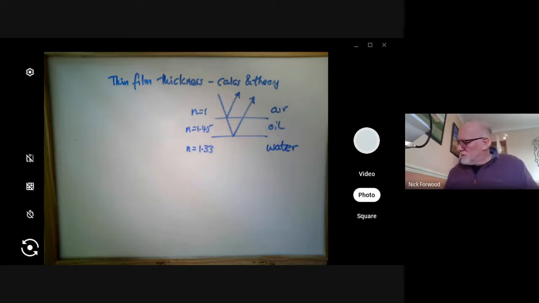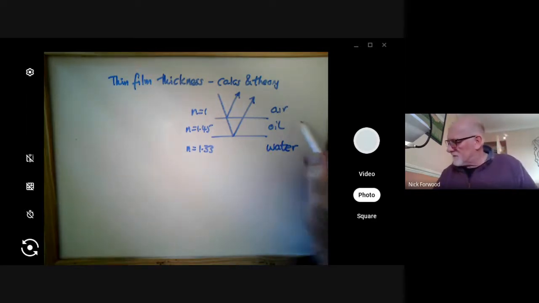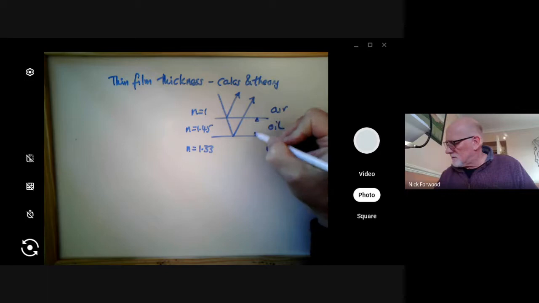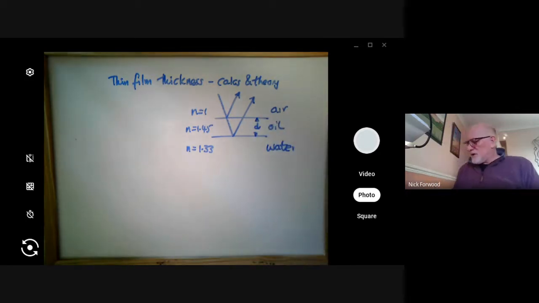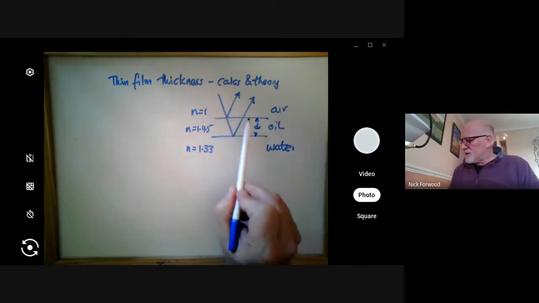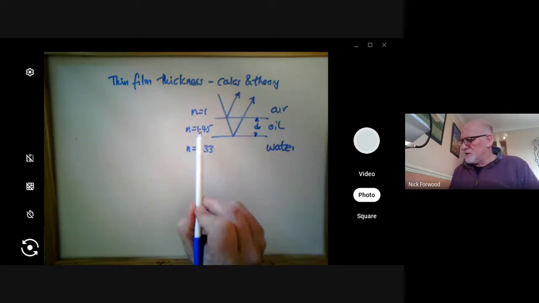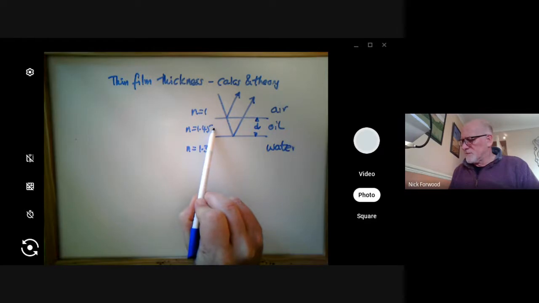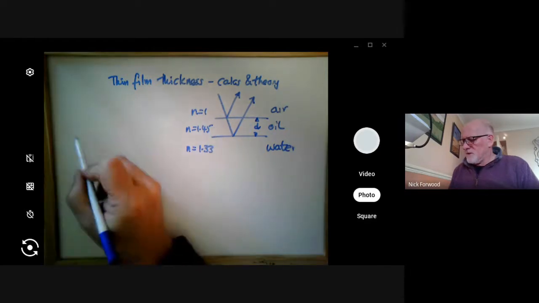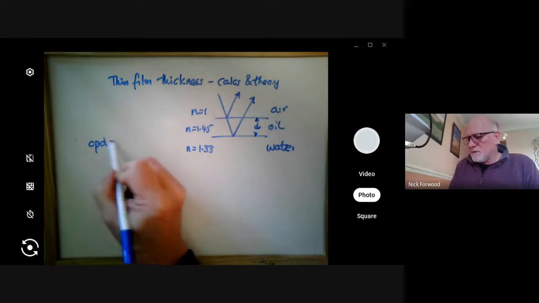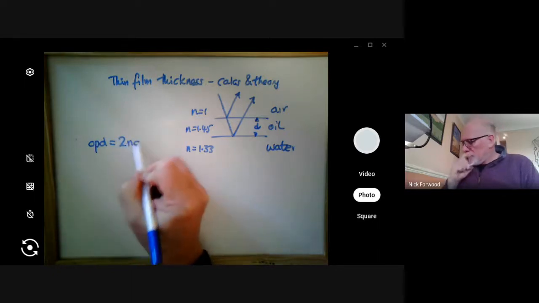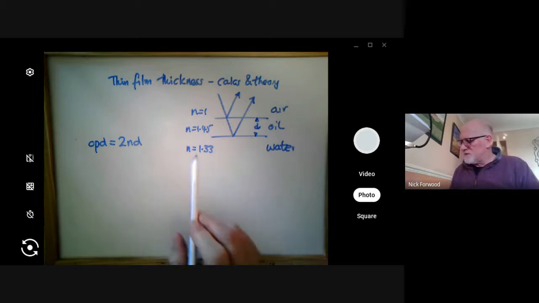Okay, so if the thickness of our film is d, then we know that the optical path difference is there and back. That's 2d multiplied by the refractive index of the film of oil. So our optical path difference is 2nd, and then we need to have a look and see if there's a phase change on reflection.